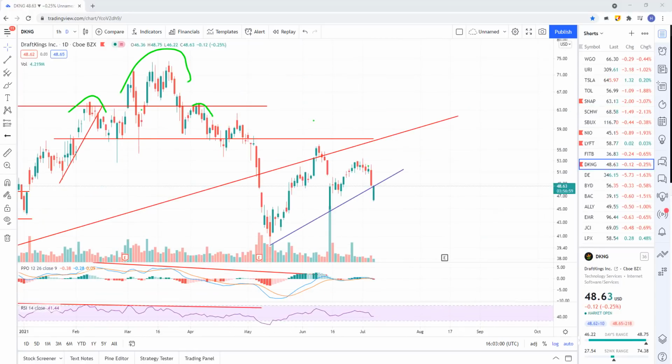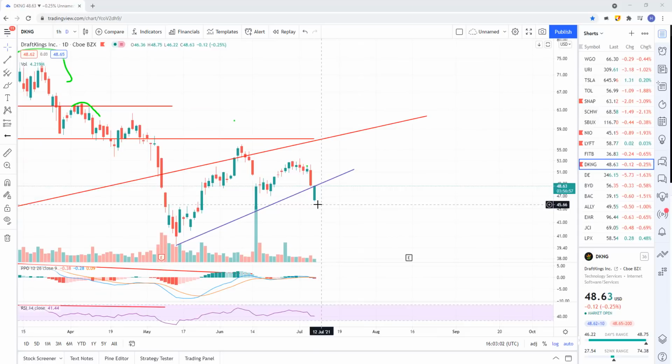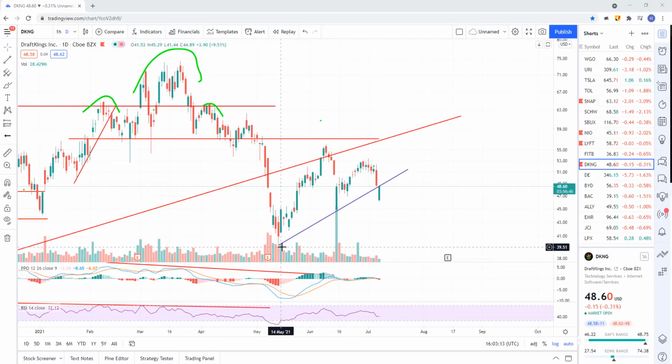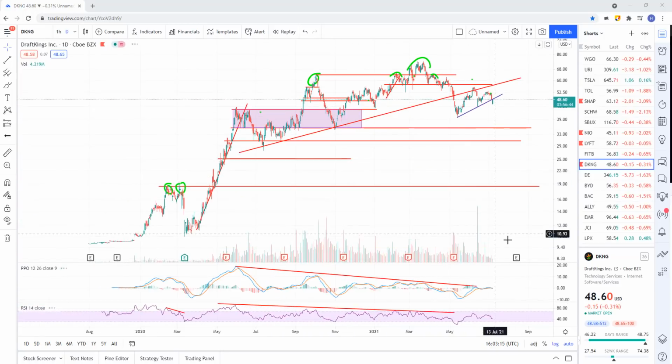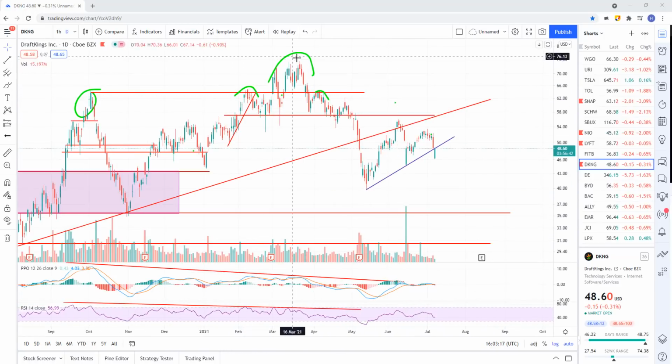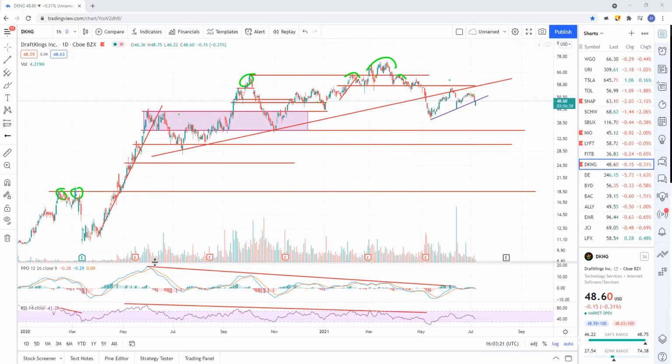DraftKings this morning broke down below its support line, but they rallied it right back up, and so far we're just sitting right on support. So this is a daily chart, and you can see this little trend line we've been walking up. Again, DraftKings has a head and shoulders topping pattern up here. Also up here, it put in negative divergence on the daily. This was a divergent high, this was a divergent high, telling you that we're likely going to reverse trend.